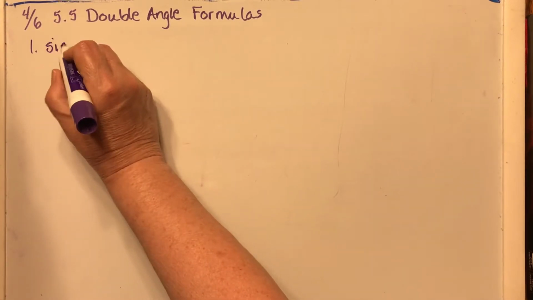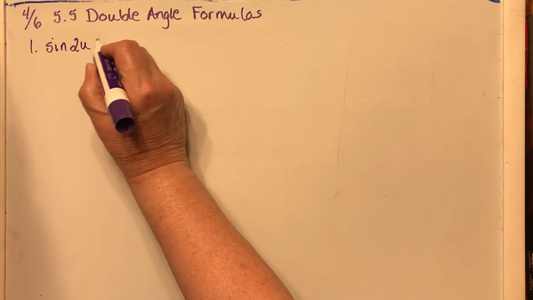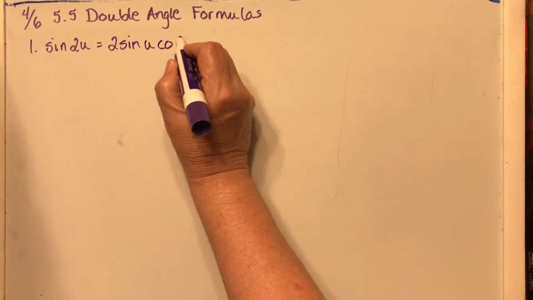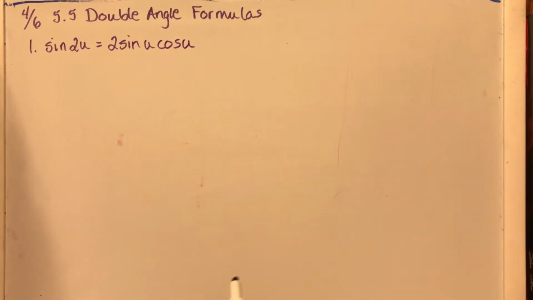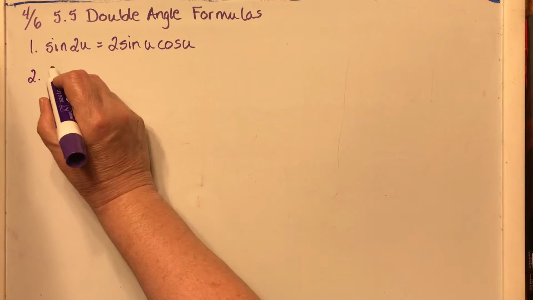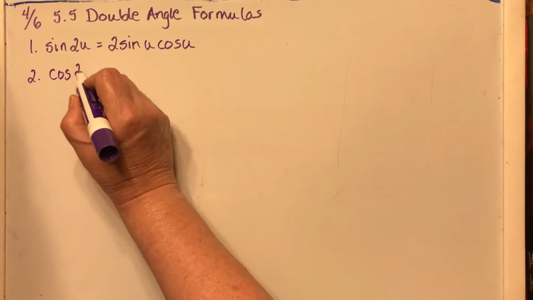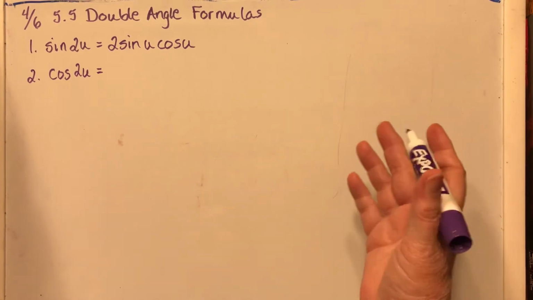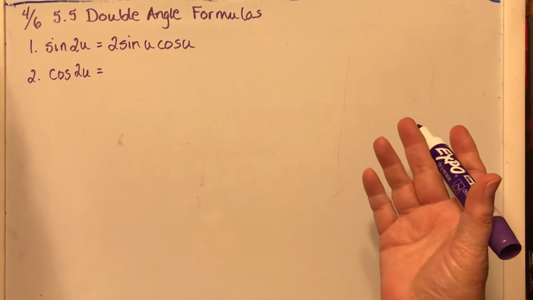First one is the sine of 2 times u is equal to 2 times the sine of u times the cosine of u, where u is some angle. The next one, cosine of 2u, actually has three different formulas, and you choose which one to use depending on the information that you're given.